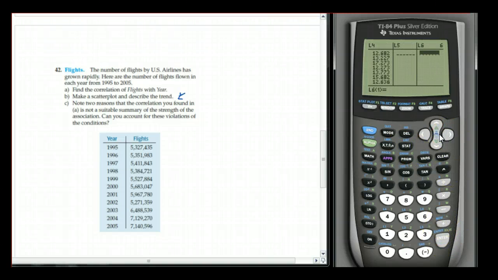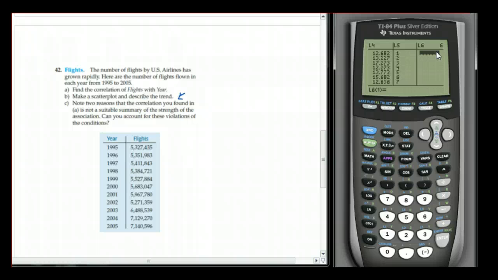Let me go over to list 5. Now, instead of typing in 1995, I can just use 1 to 11, since there are 11 points. I'm going to go 1, 2, 3. I'm going to pause this. Okay, I put in the years 1 to 11, representing each of those years, and now I'm going to put in the flights.